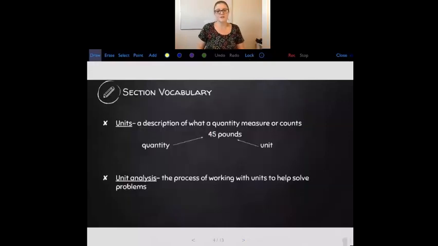So vocabulary. Units are a description of what a quantity measures or counts. In the example of 45 pounds, 45 is the quantity and the unit is pounds. If I say, hey, I need to borrow money, and you ask how much, and I say 5, is that $5, $500, 5 cents? What are we talking about here? Units are a way to label something or to help us understand what is being communicated when we're talking about certain quantities. Unit analysis is the process of working with units to help us solve problems.